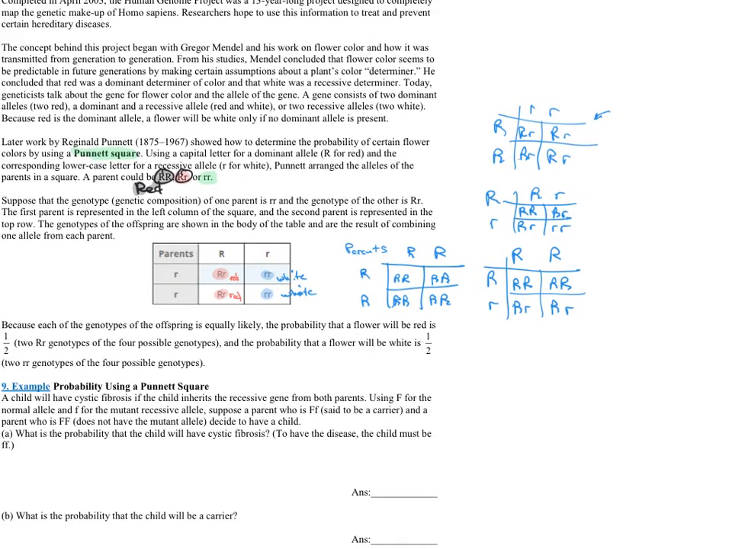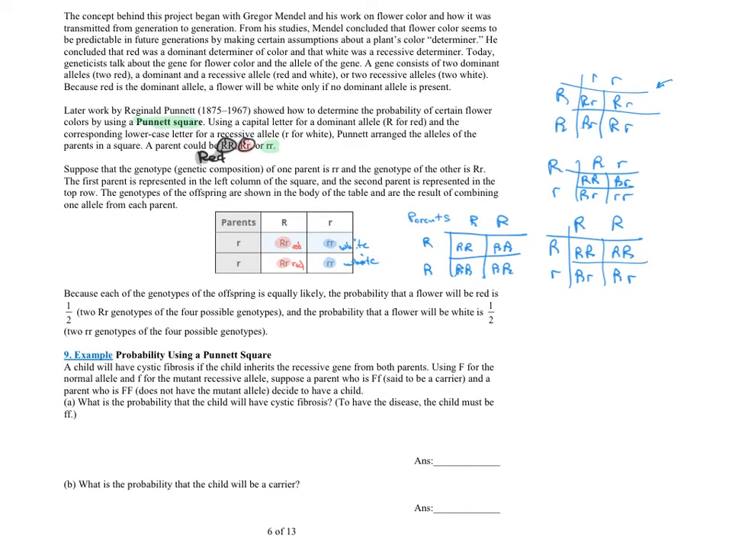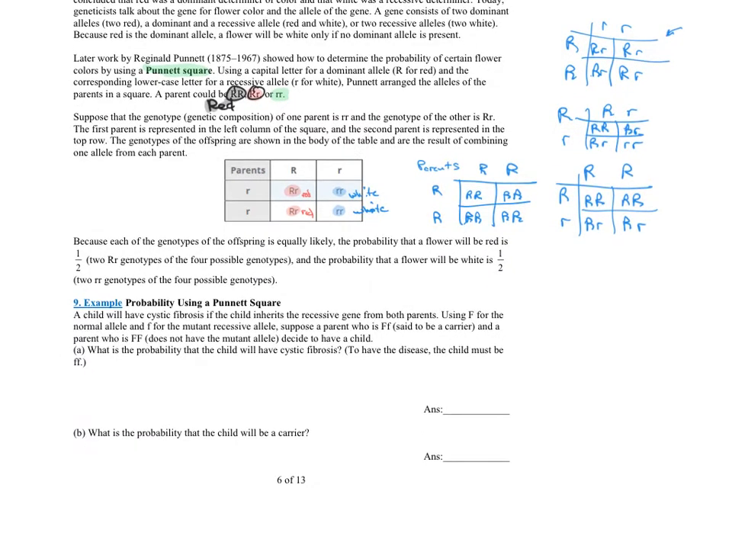You're dominant if you have both capital letters. You're a carrier, but show the dominant trait, if you have one capital, one lowercase. And you are recessive if you have both lowercase. So this works for many different things. For example, the color of eyes. Brown eyes are dominant. Blue eyes are recessive. You could create a Punnett square to determine the probability that your child has blue eyes or brown eyes.